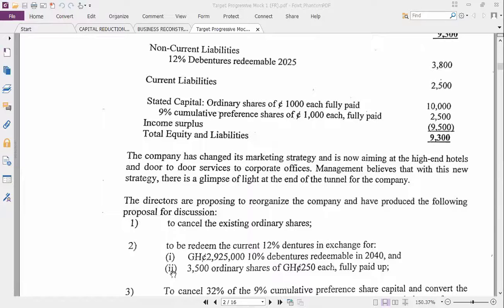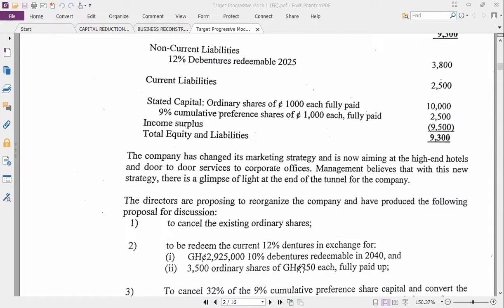The second part says that 3,500 ordinary shares of 250 each, fully paid. Wow. So we are redeeming it. We are canceling, we are paying. We are transferring some of their funds. So here we are giving them what? 3,500 ordinary shares to reduce how much we owe them. Yes, we are converting that to equity.